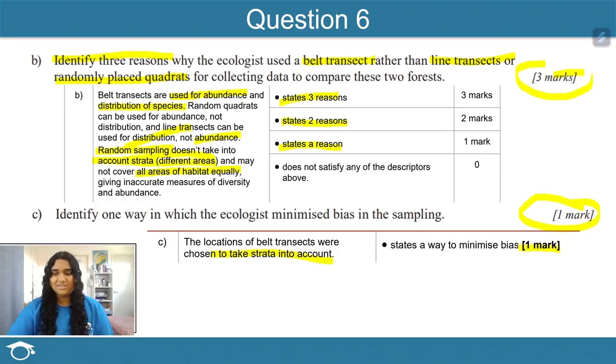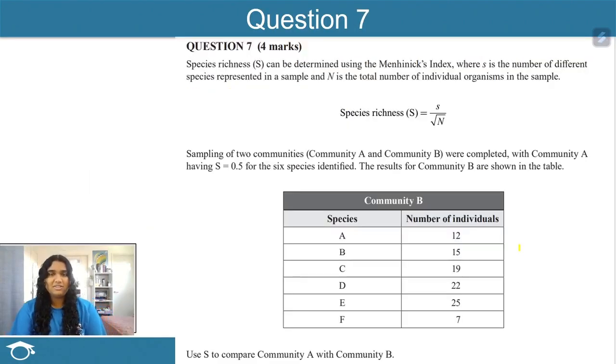Okay, well that's question 6. Moving on to question 7. This one is another paper 2 question. It's a 4-mark question. This time we're looking at species richness, which can be determined using the Menhinick index, where S, lowercase s, is the number of different species represented in the sample, and N is the total number of individual organisms in the sample. Species richness is equal to S divided by the square root of N.